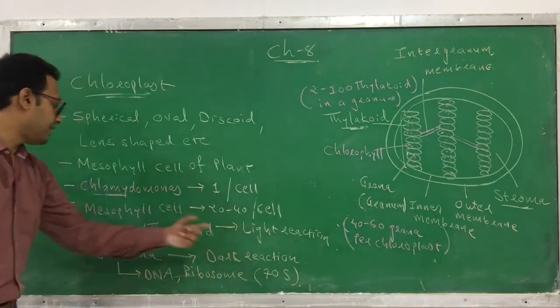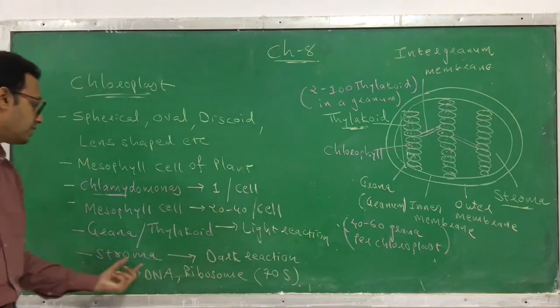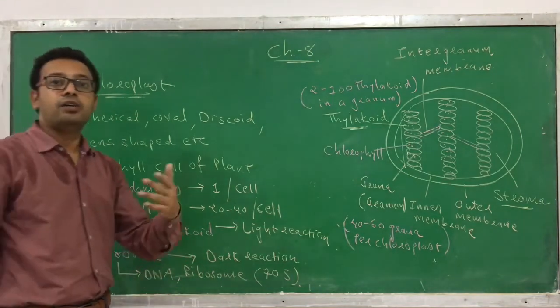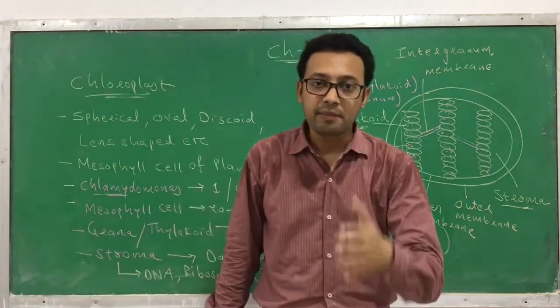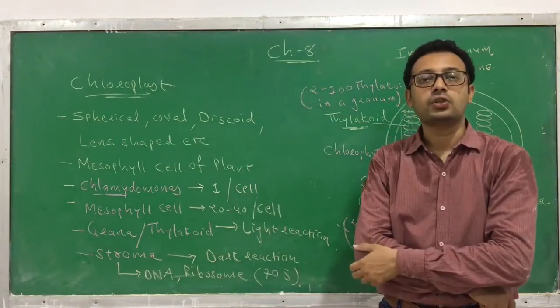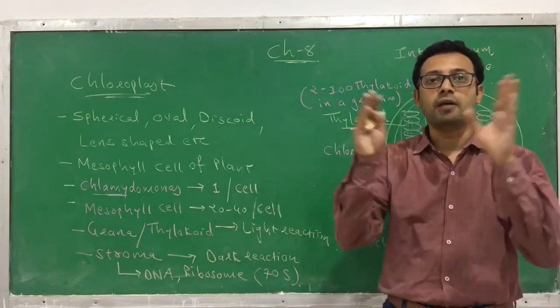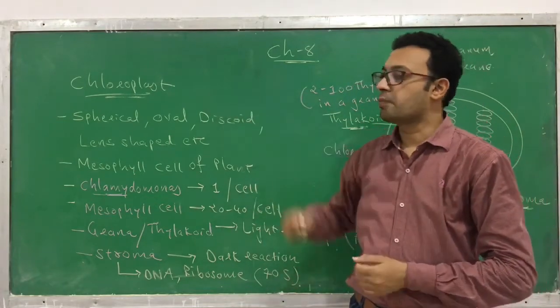The light reaction takes place in the grana or thylakoid, whereas the dark reaction of photosynthesis takes place in the stroma. The stroma also contains double-stranded DNA, and it also contains ribosomes of 70S size. So this is all about the chloroplast.